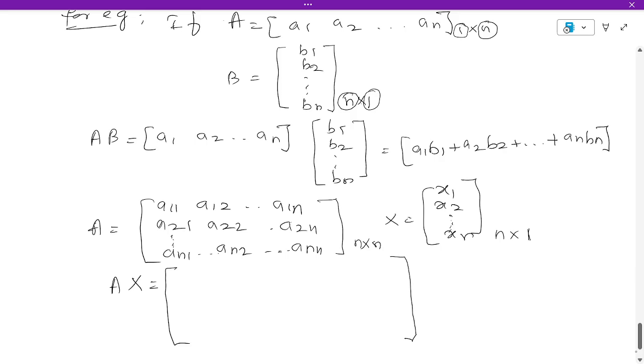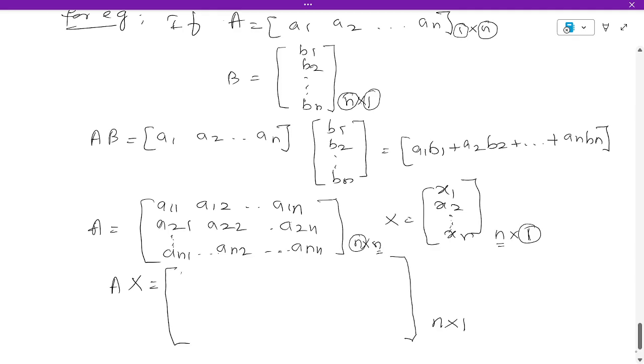The number of columns of the first matrix and the number of rows of the second matrix are the same. The number of rows is n, and the number of columns is n, so both are equal. So we can multiply. And then what is the order of the resultant matrix? The first matrix's number of rows and the second matrix's number of columns give the order of the resultant matrix.